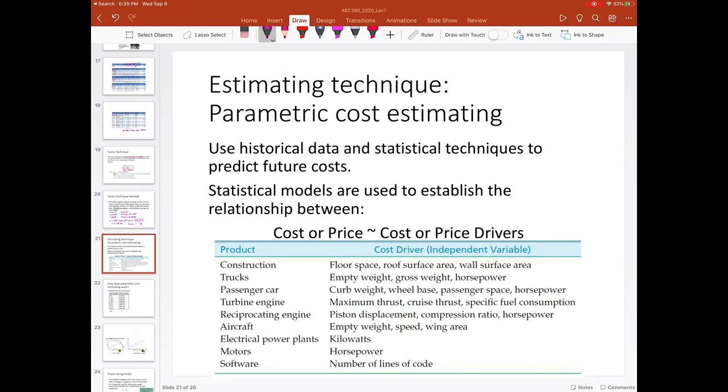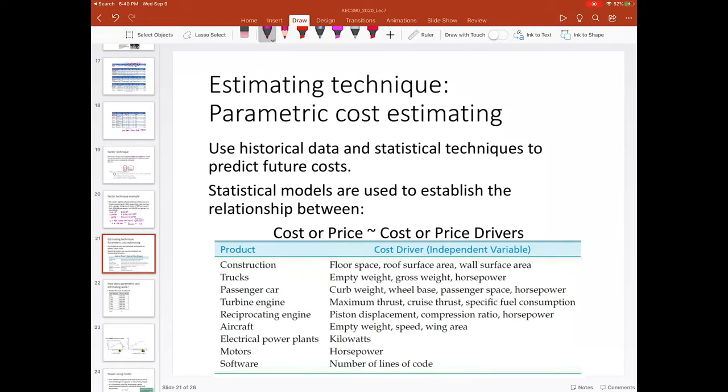And the next technique is called parametric cost estimating. So this is another group of estimating techniques, actually, because this technique is based on historical data, very well recorded historical data about the cost and about the cost drivers.